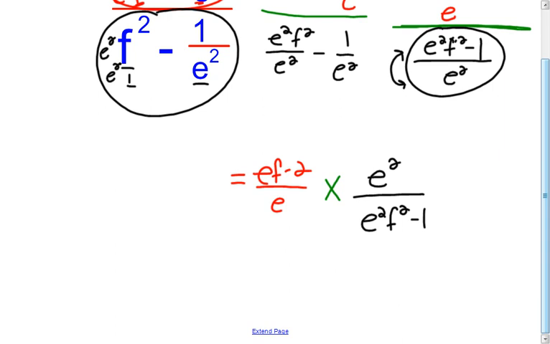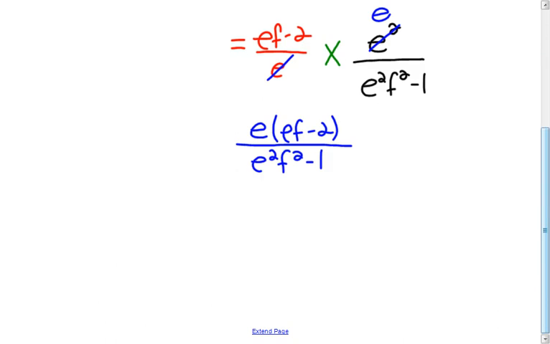All right. And now you're going to look at canceling what you can. When I cancel, this e will cancel with one of those and make this just simply be an e. And so then what I have is e times ef minus 2 over e squared f squared minus 1. Technically that denominator is a perfect square. I could factor it as ef plus 1, ef minus 1, but it's not going to cancel anything in my numerator anyway, so we are not going to worry about it. So this is what your answer should look like.